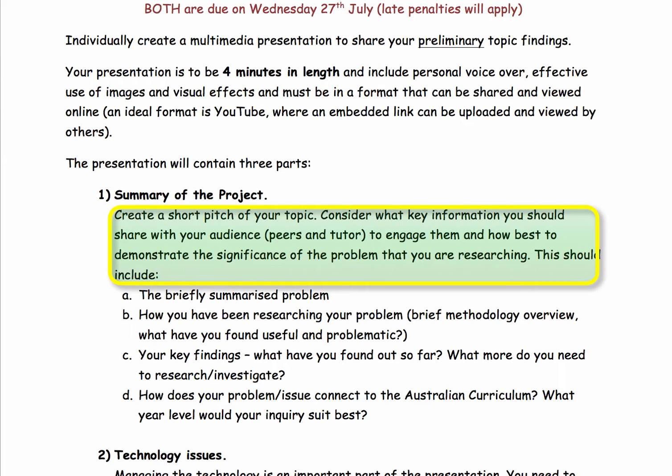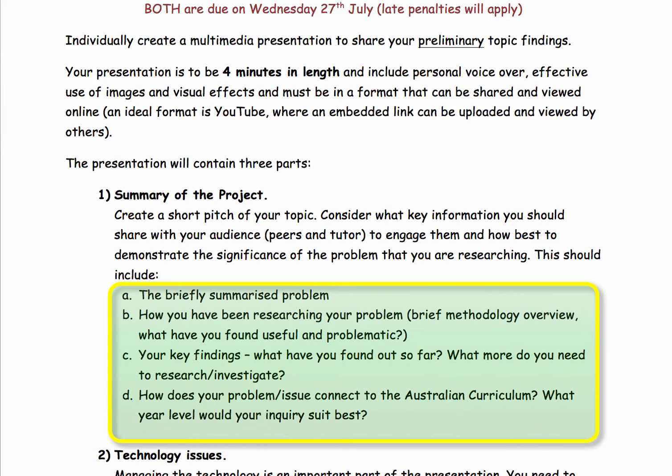And this summary of the project should include 4 things. The briefly summarised problem, how you have been researching your problem. In other words, a brief methodology overview, not the full methodology, but just the overview. Indicating, among other things, what you have found useful and what you found problematic.